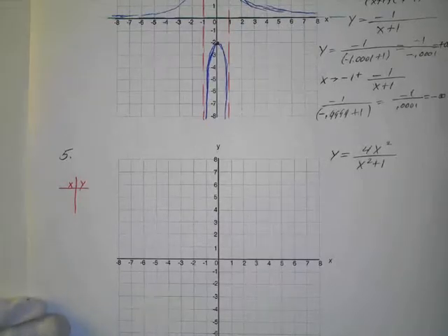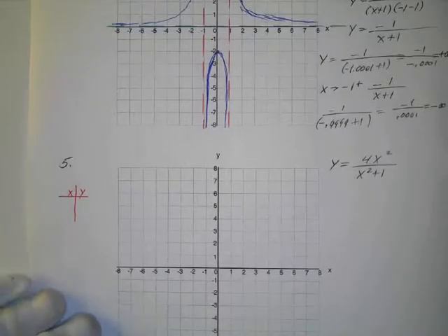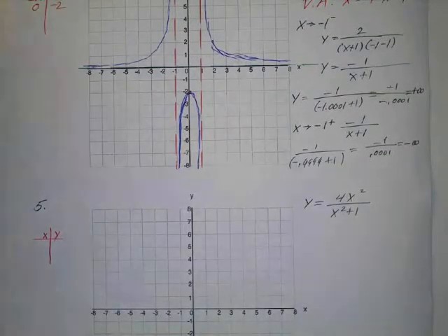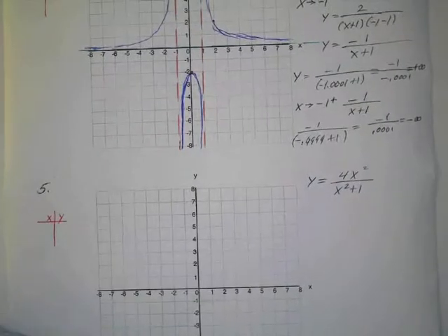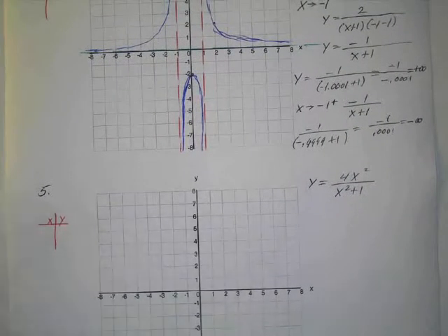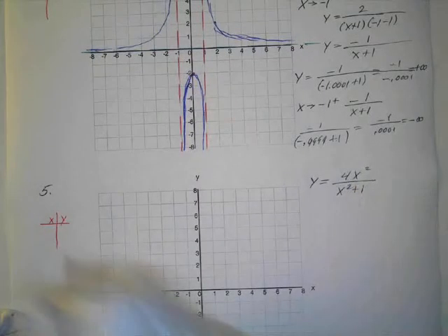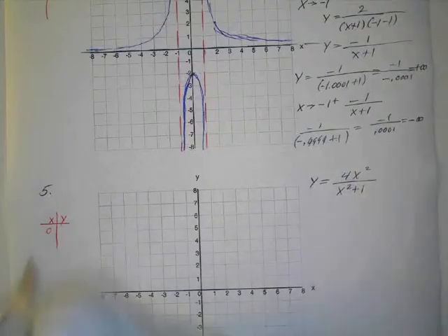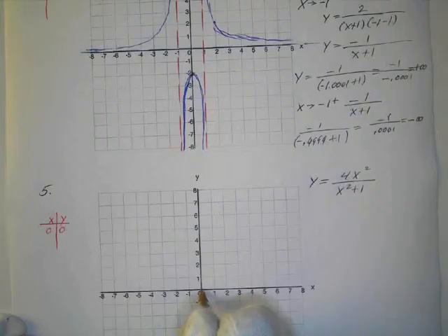Okay, another problem from summer review number 7, and this is number 5. 4x squared all over x squared plus 1. So again, we look for any intercepts. When x equals 0, what will we get? When x equals 0, we would have 0 over 1, which is 0, so we've got the point (0, 0), so that's it. So we're going to that point.